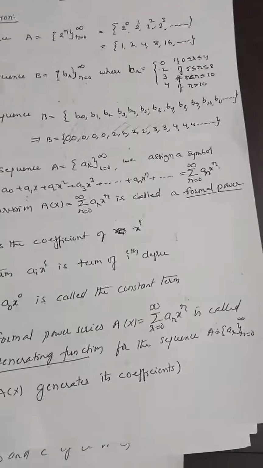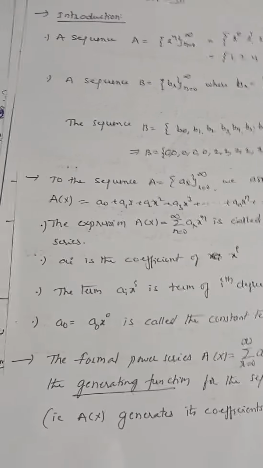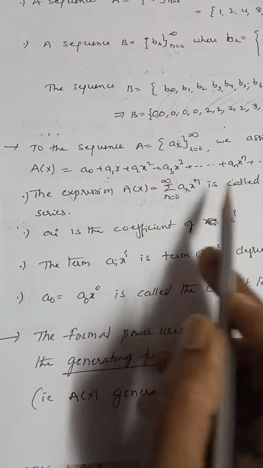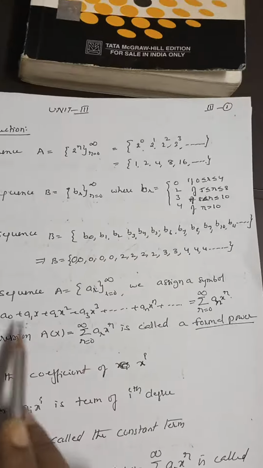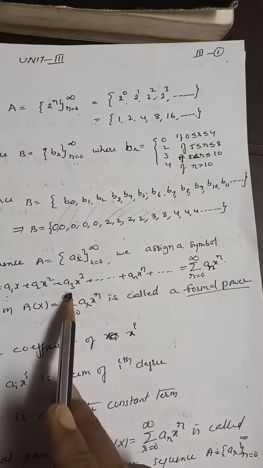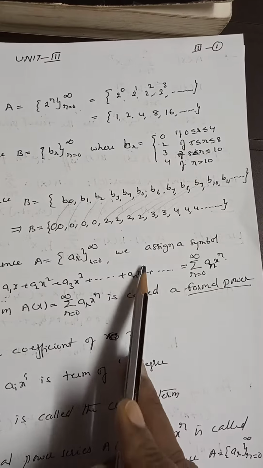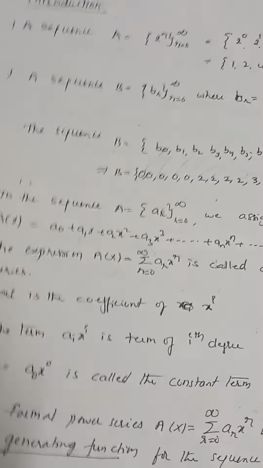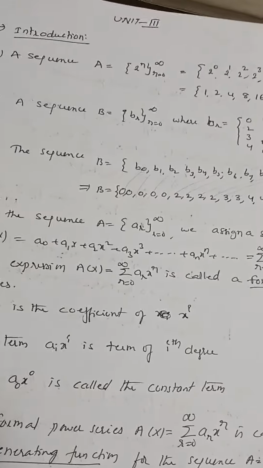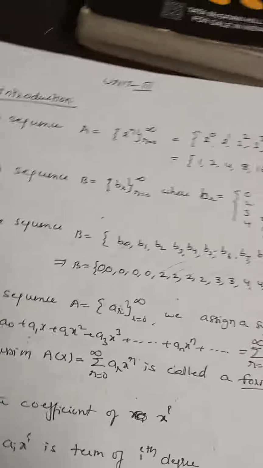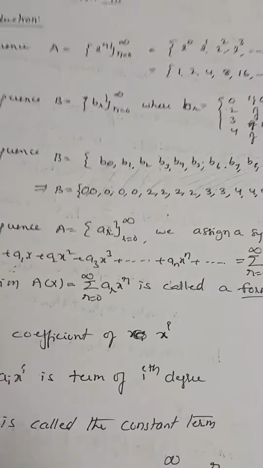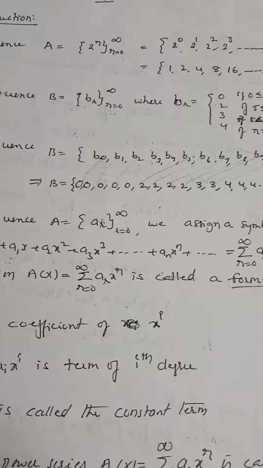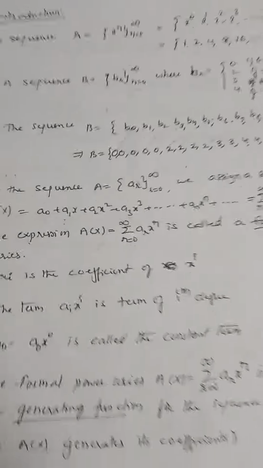Now here for the sequence we are assigning a symbol, a of x, a series in x, that means a power series in x, that is a0 plus a1x plus a2x square plus a3x cube plus so on, an x power n. That means a polynomial in x, a simple polynomial, right? A simple polynomial in x of degree what? There is no highest term, therefore we cannot state a degree here, right? It is an infinite series in x, right?